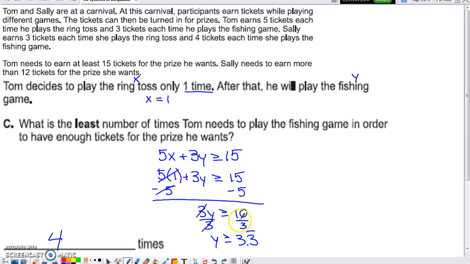So when I divided both sides by 3 to get the Y by itself, 10 divided by 3 got me 3.3. Well, again, it says the least number of times. I can't play 3.3 times. If I play 3 times, I don't satisfy this, so he doesn't yet have enough tickets. But if I play that 4th time, that's the least number of times I'm going to be able to have this statement right here being true.